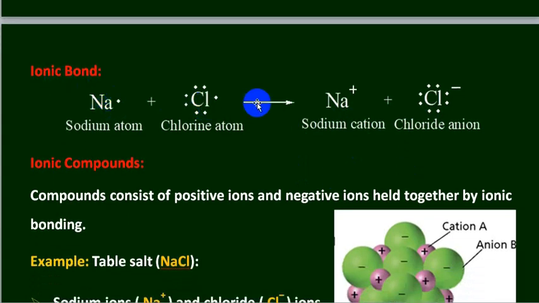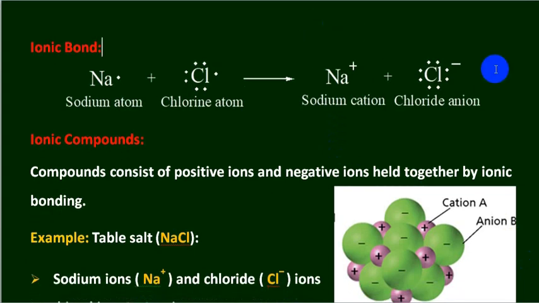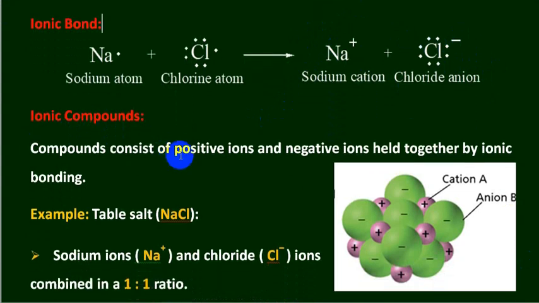One atom loses and one atom gains. The atom that loses an electron is called a cation or positive ion, and the atom that gains an electron is called an anion or negative ion. Okay, clear? So this type of bond between two atoms forms ionic compounds. Ionic compounds consist of positive ions, cations, and negative ions, anions, held together by ionic bonds.